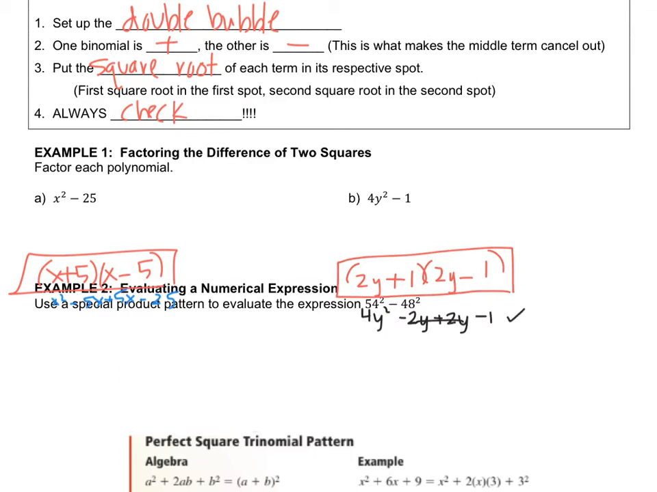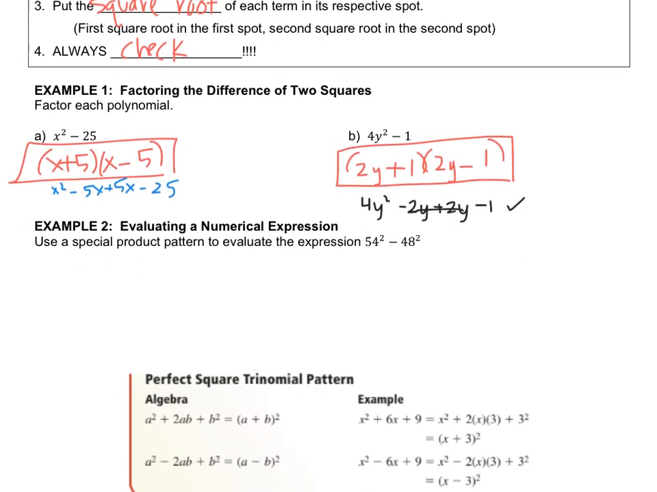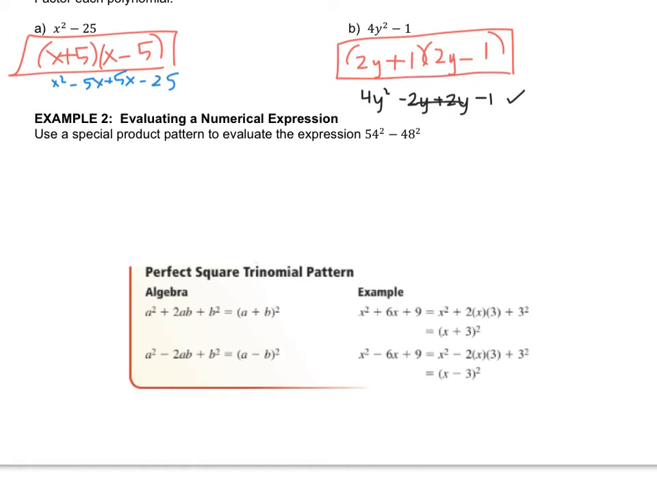Now, the cool thing about difference of two squares is you could also use it for just numbers, right? So I give you 54 squared minus 48 squared, and you say to me, Miss Lean, how am I supposed to do that without a calculator? Well, remember the rule. It's a difference. It's a binomial, and each piece is a perfect square. 54 squared is 54 times 54, right? So let's set up our binomials.